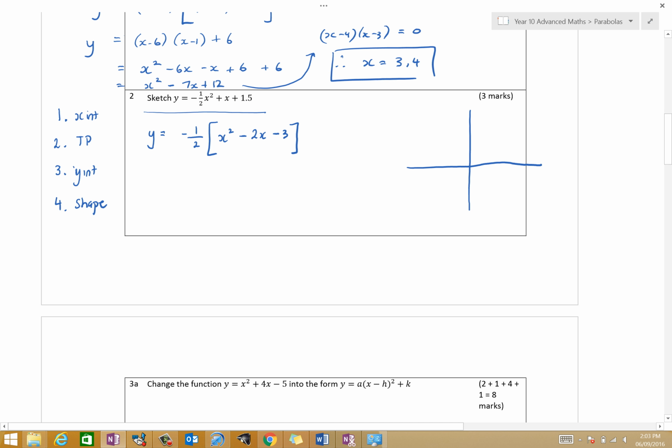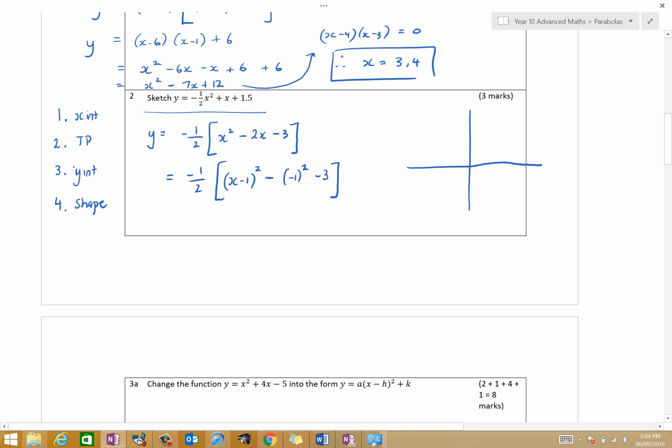But remember, that negative half doesn't go anywhere. That needs to be dealt with. So what we're going to do is halve, square, and add, but using our square brackets. Half of negative 2 is negative 1, so we're going to go x minus 1 all squared. Then I need to subtract that 1 squared, or actually subtract negative 1 squared. And that negative 3 doesn't go anywhere.